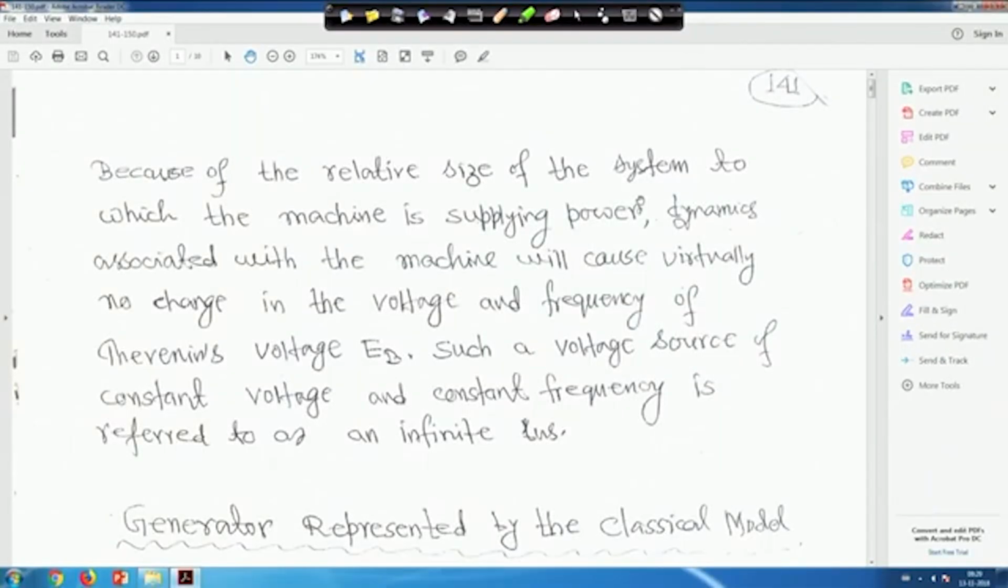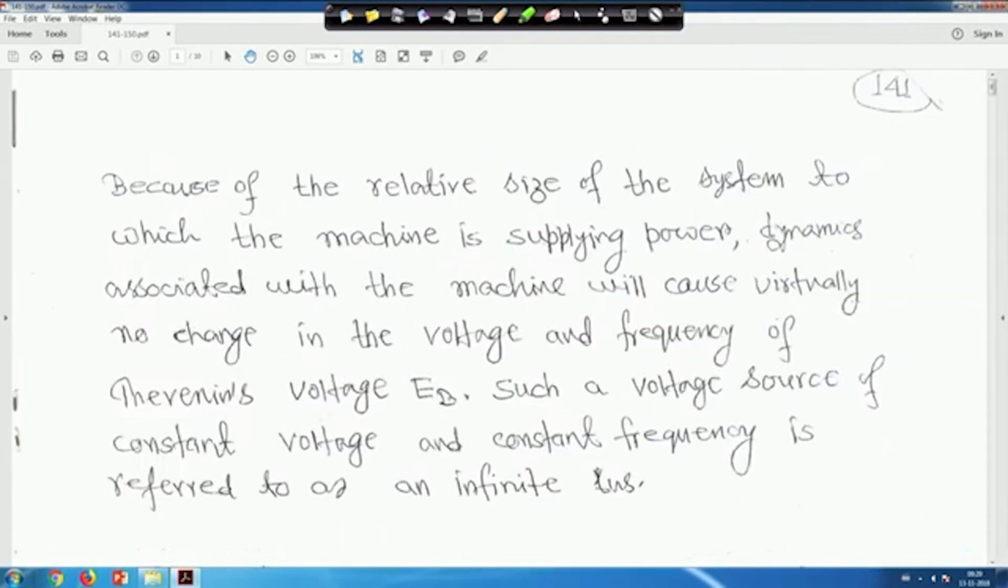Because of the relative size of the system to which the machine is supplying power, that is a large system, the dynamics associated with the machine will cause virtually no change in the voltage and frequency of Thevenin's voltage E B. That Thevenin's voltage E B is an infinite voltage because the large system is huge, and the dynamics associated with the generator, the sending end, will cause virtually no change in the voltage and frequency of Thevenin's voltage E B.